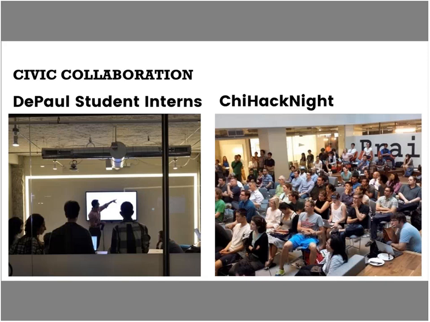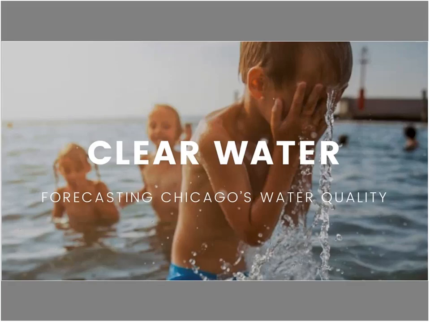So in particular, if you look at steps 1 through 10, step number 5, model development, is one where the Chi Hack Night community really comes in handy and has been a really valuable asset. Academic partners such as DePaul University, which is locally based in Chicago, have helped as well. Together with these 2 partnerships, one of Chicago's many civic analytics projects was done with their help almost entirely, and that is the Clearwater Project, which is forecasting water quality for Chicago's beaches.